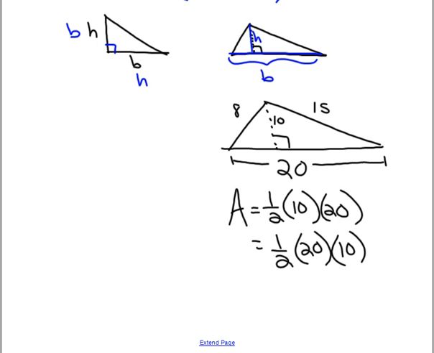Right? So the order of those doesn't make any difference. You get 200 no matter what. And then I want half of that product. So this area is 100 square units of whatever the unit was: feet, miles, inches, whatever.